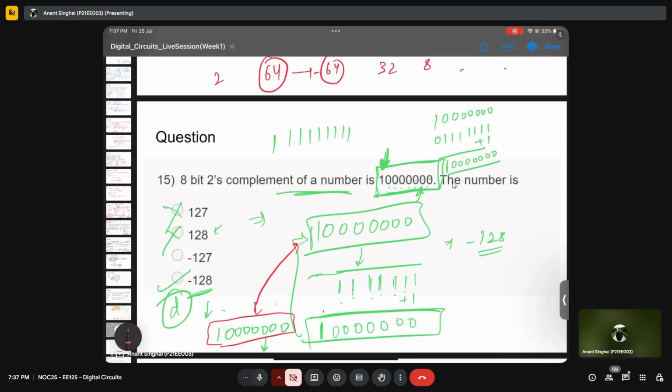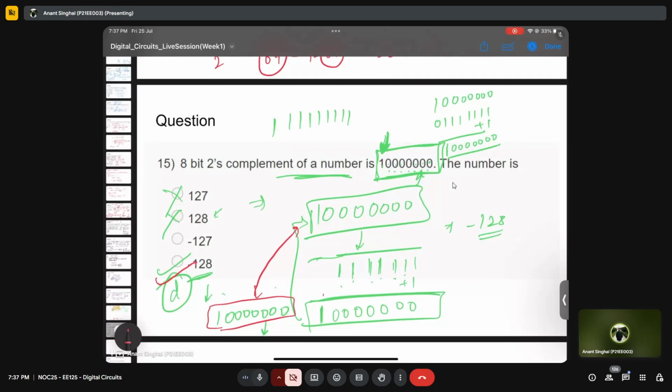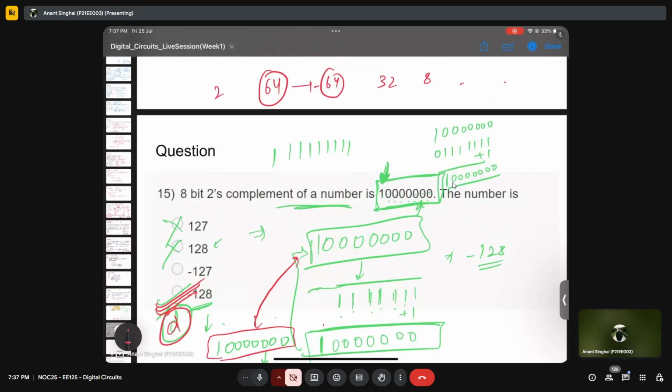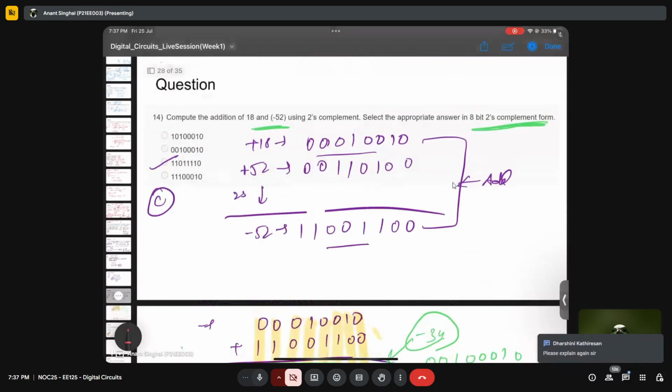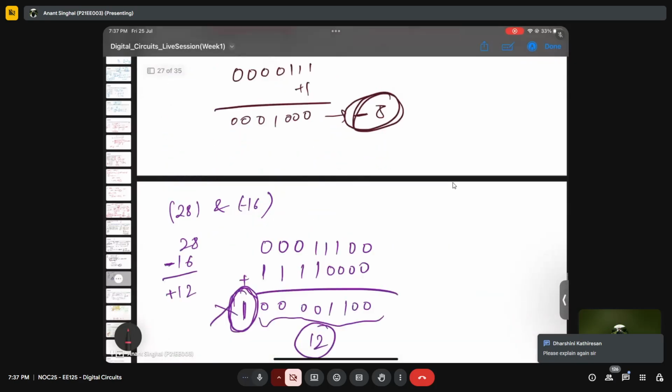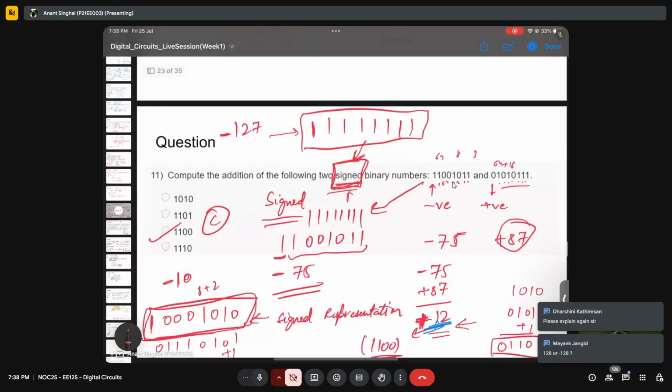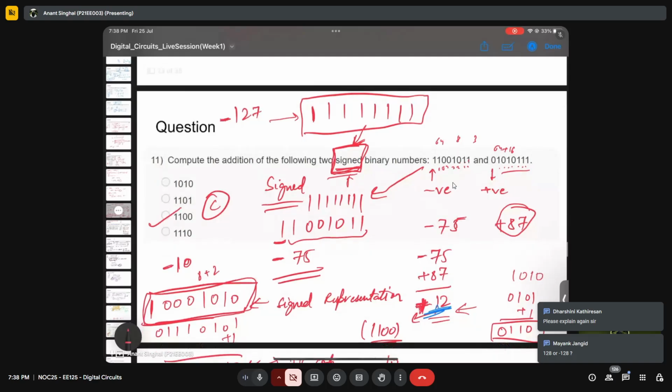The answer will be minus 128. Option D? No, minus 127? No, the answer would be minus 128. Okay, sir. Yeah. Is there any doubt in the problems that we have done till now? It would be minus 128.